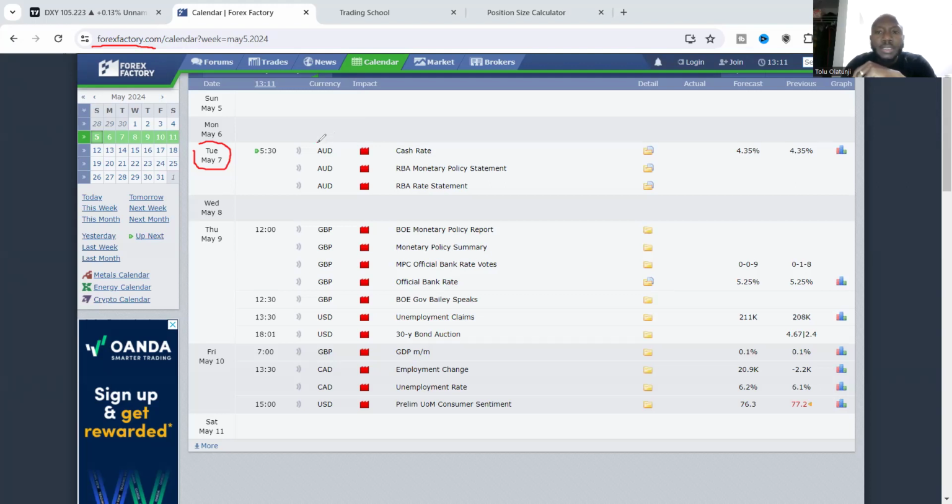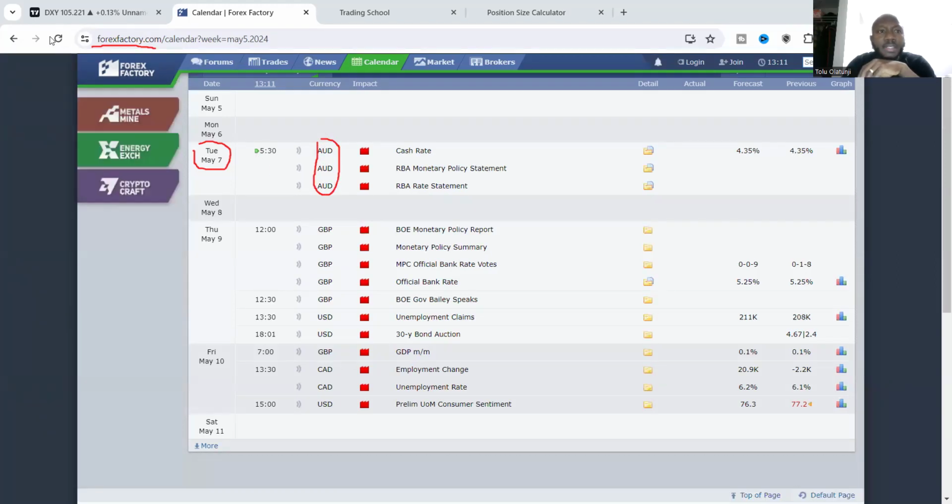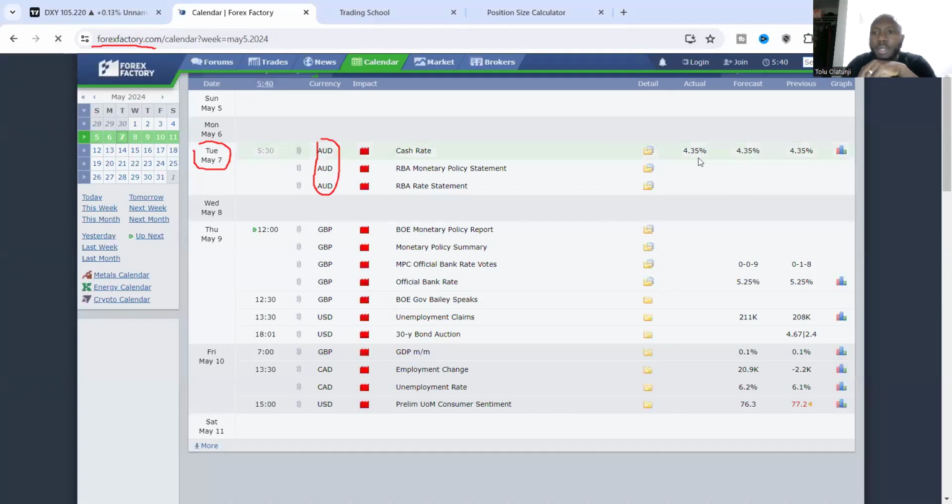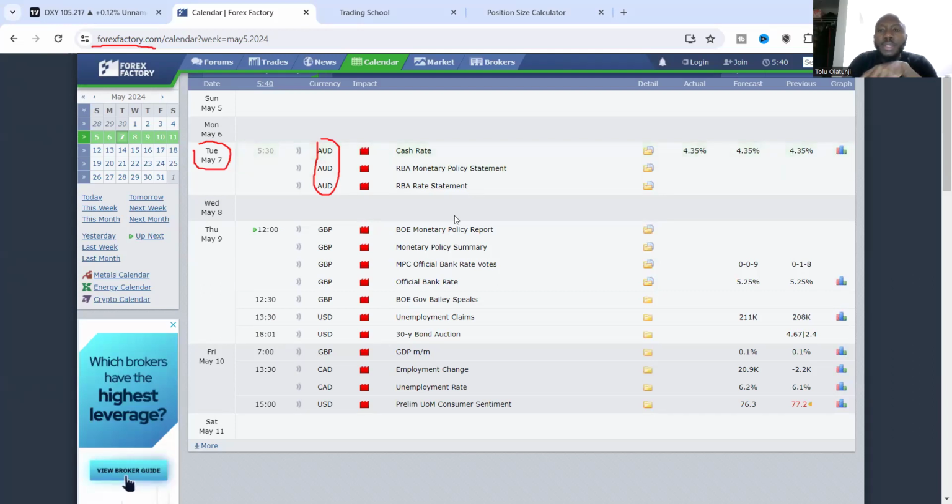So for this day, we only have the Australian dollar for 5.30. I need to refresh this as the outcome should have already come out. Great. So you can see 4.35. So if you trade the Australian dollar, check on it. Most likely it has already exploded within the past few minutes because it came out about 10-11 minutes ago.